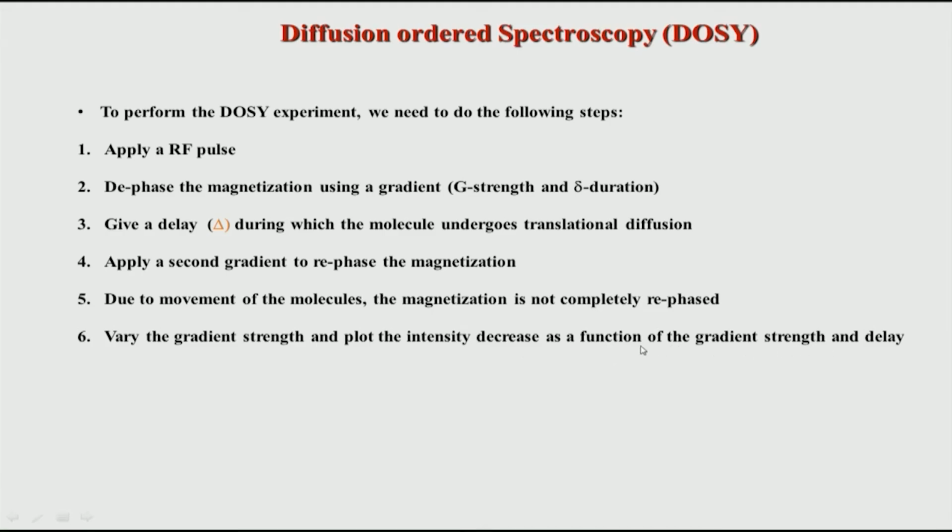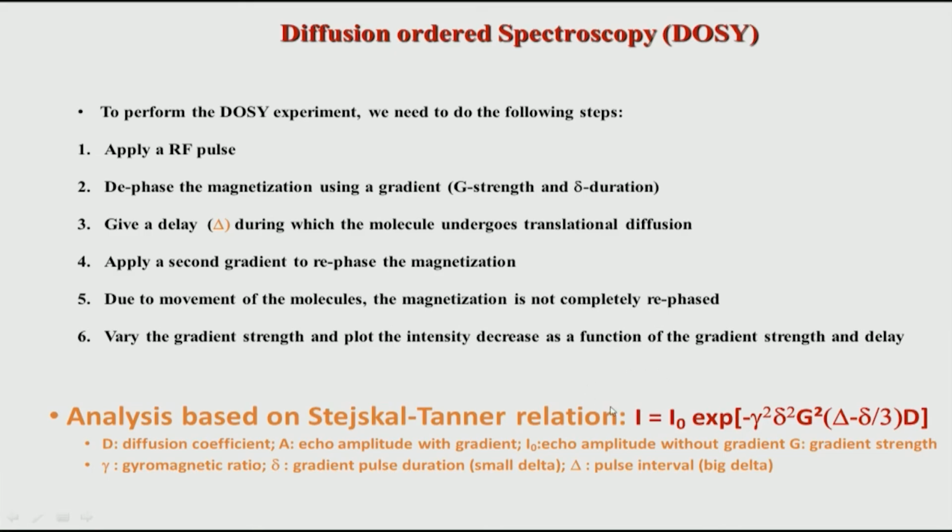This is very much captured by the famous Stejskal-Tanner equation, which was derived way back in the 60s, and that tells you this. It says that your original intensity, where there was no gradient, which is the standard signal we expect, is now attenuated, meaning decreased, because of the application of this gradient and the delay, and that is given by this relation. In this relation, what are the parameters? D is the diffusion coefficient, which is what we want to extract and find out.